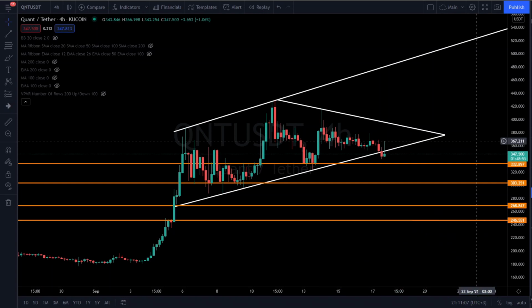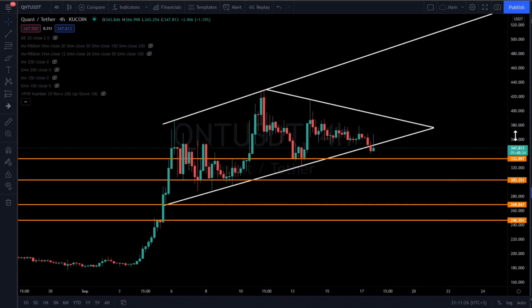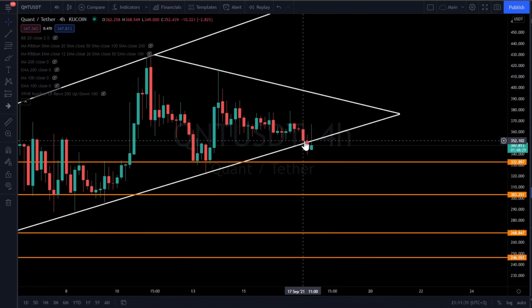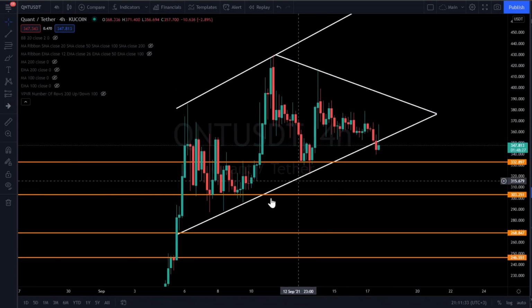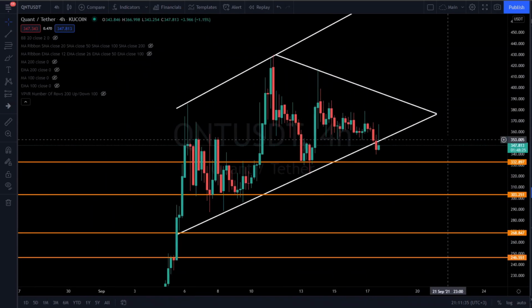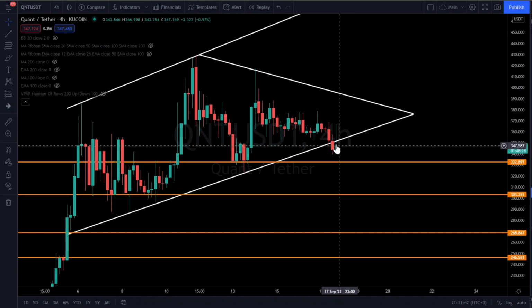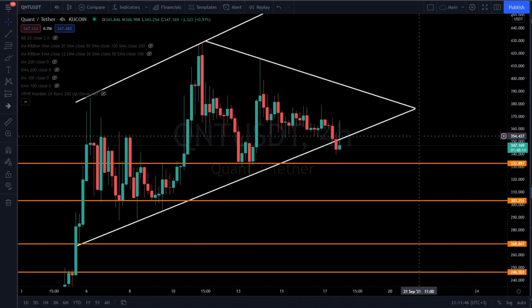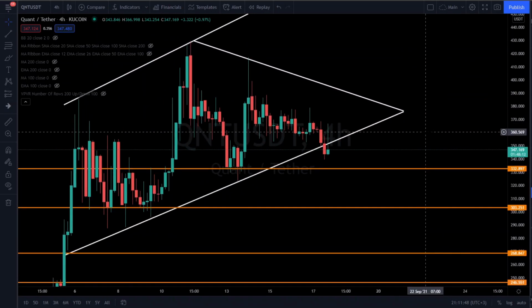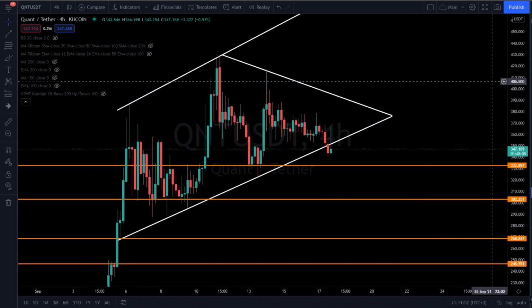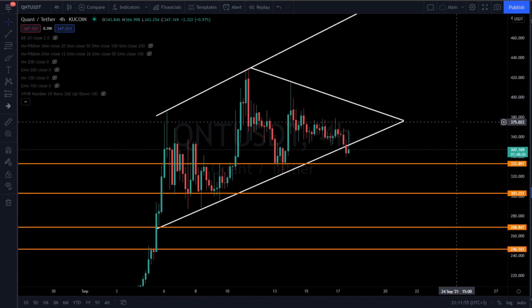Let's get right into the chart. So what do we have in Quant right now? We have already closed below this trend line, this support line right here, and right now we are just pushing up against it. We pushed in, but it looks like we are going to fail on getting back into the channel again. So I think right now we just have to start looking at the downside.